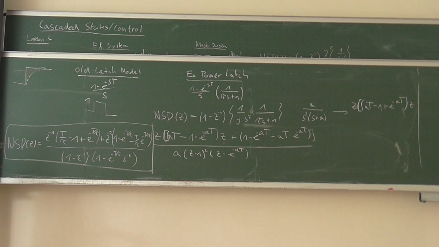As you see in your homework, you can use the normal latch approach. Okay? But if you at some point find that that's not a good approximation anymore, you know how to dig deeper. Then try to use an exponential power latch, and that totally depends on your bandwidth and on the T over tau.